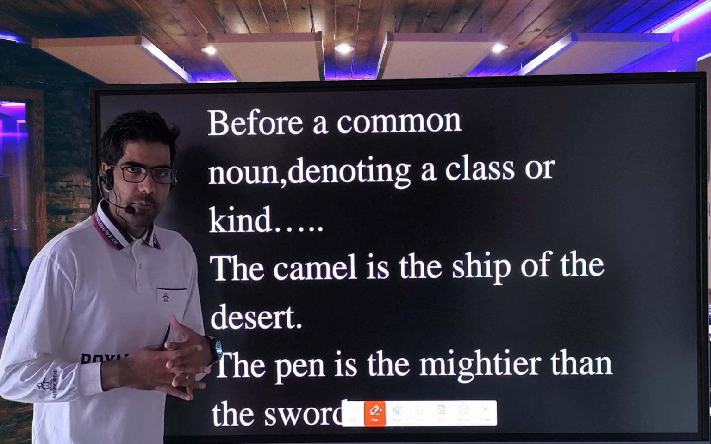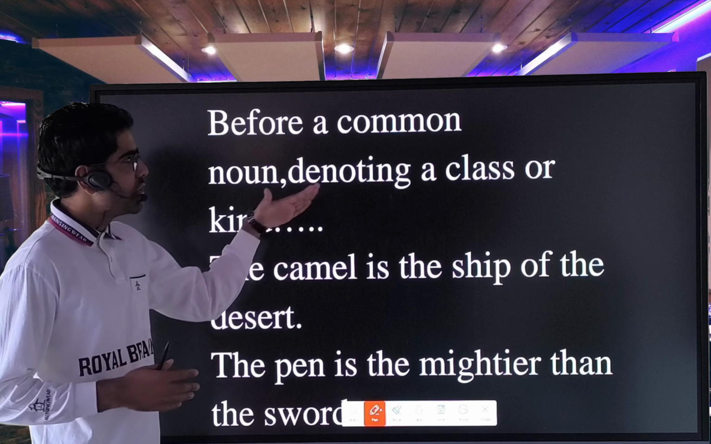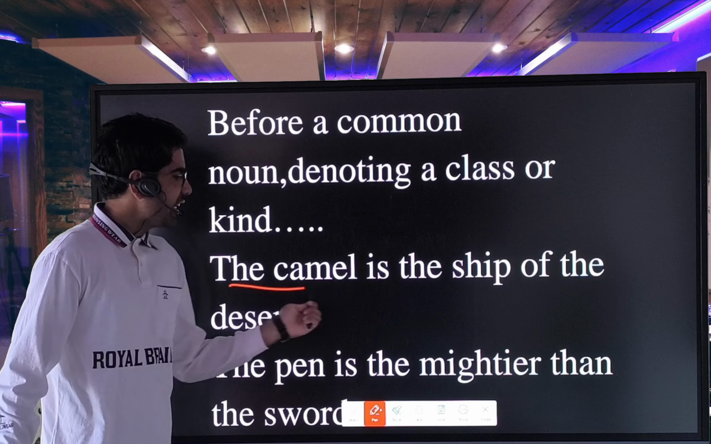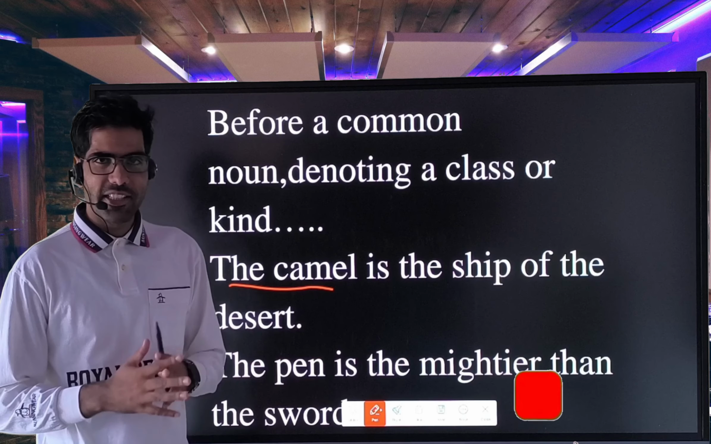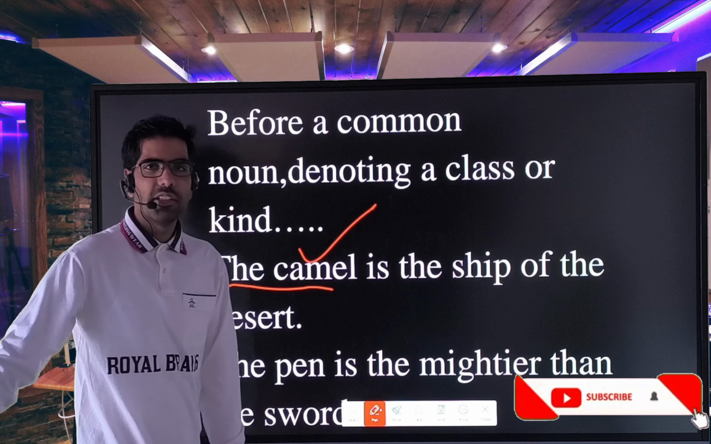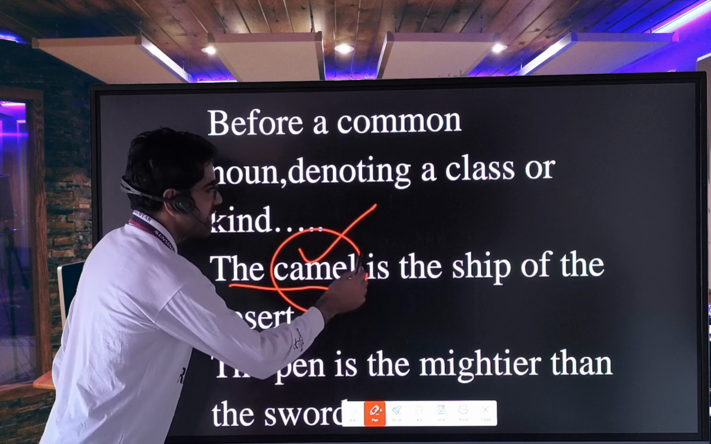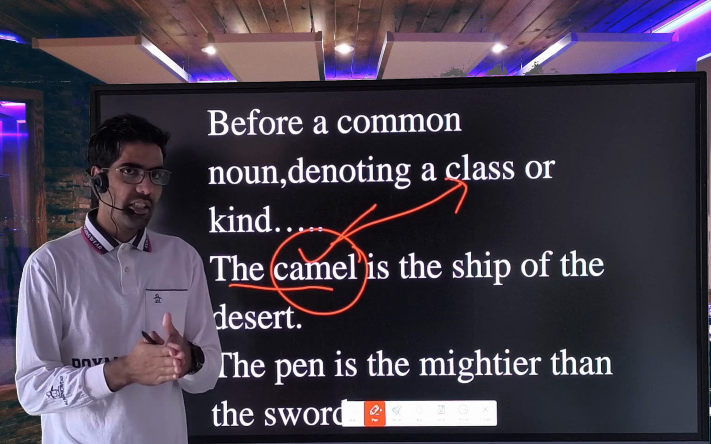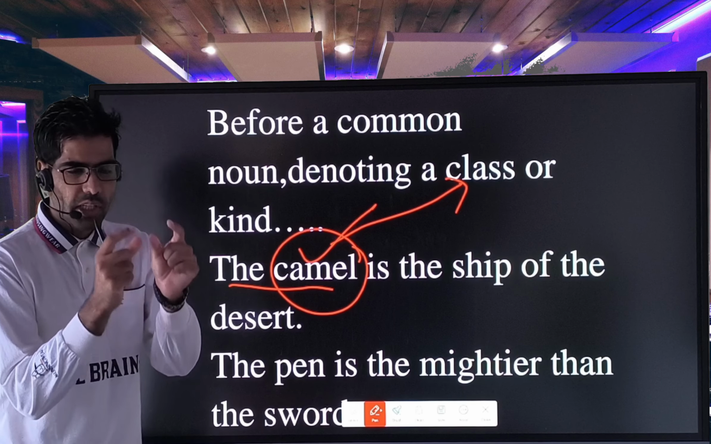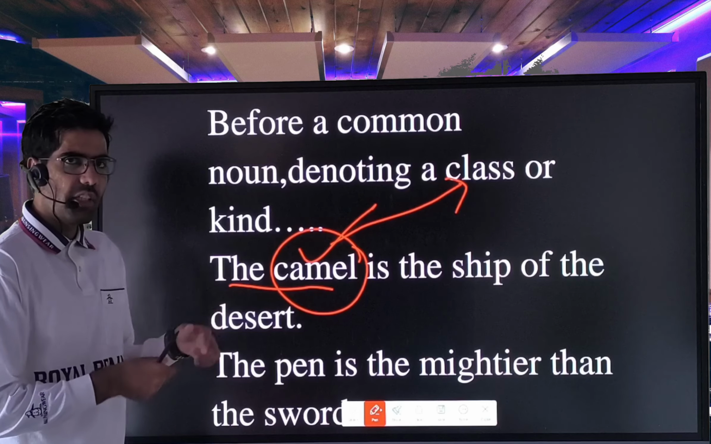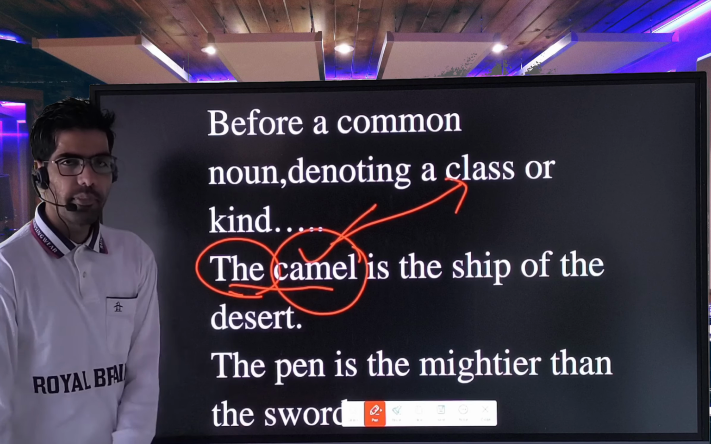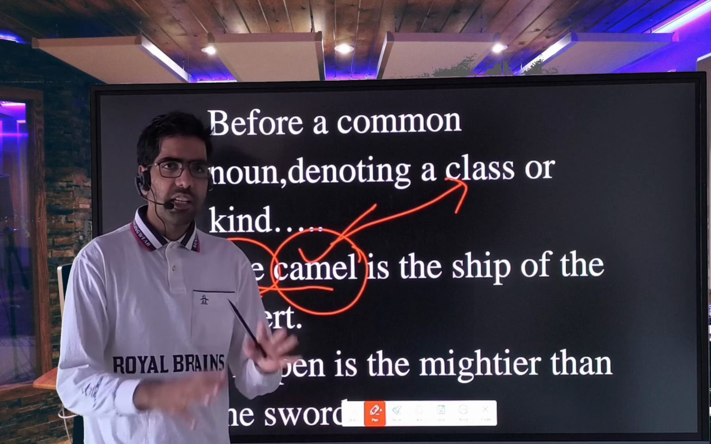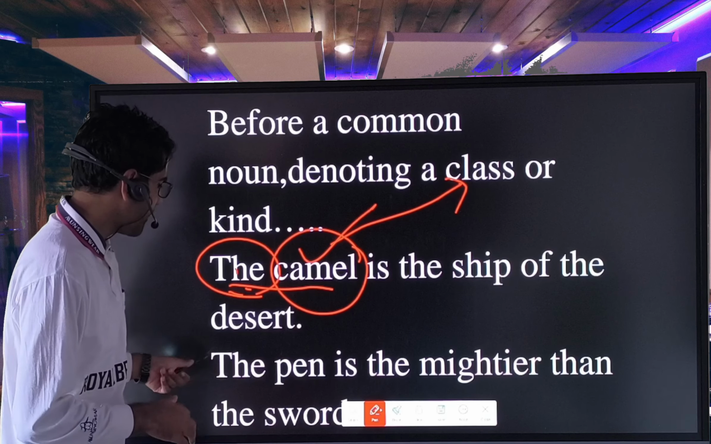Before a common noun, one more rule. Before a common noun denoting a class or any type, any kind. For example, if I say the camel is the ship of the desert, is this here a single camel? No. This single camel represents a class. Are you getting me? So if we have to represent any class, for that we use a noun, and with that very noun we have to use the article. Got it, dear students? So if I say the camel, this is actually representing a class.